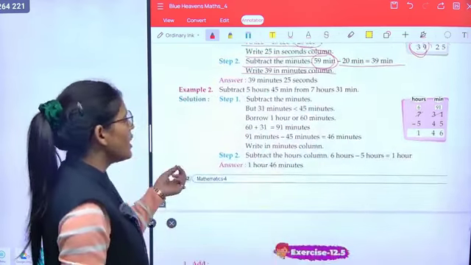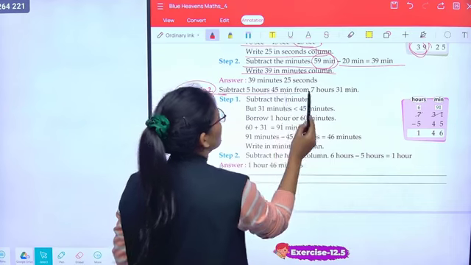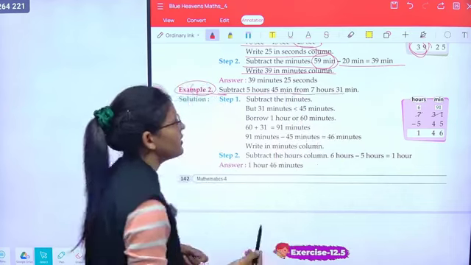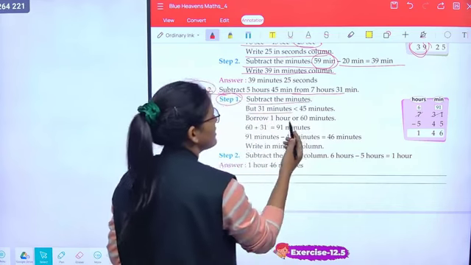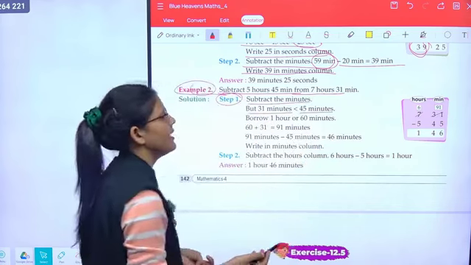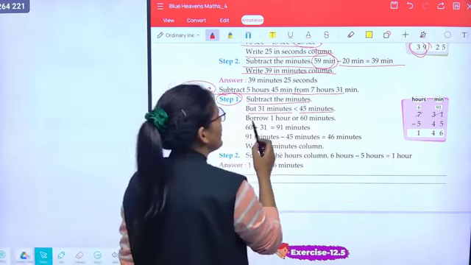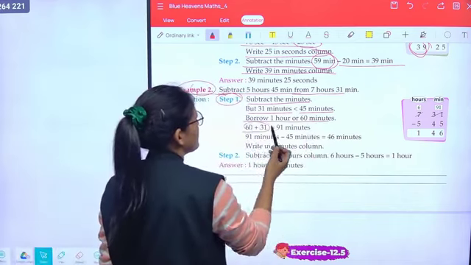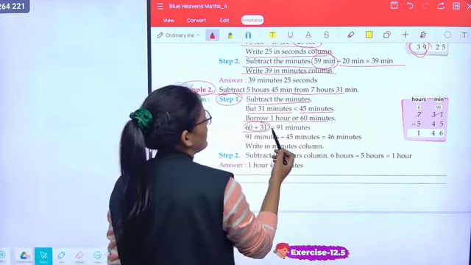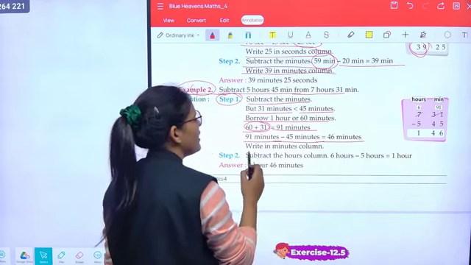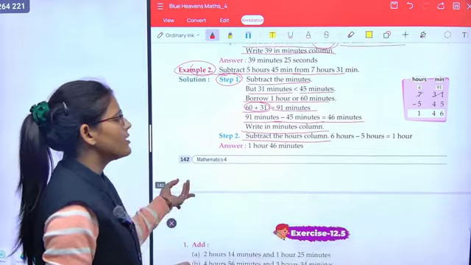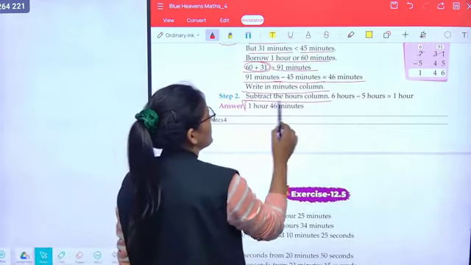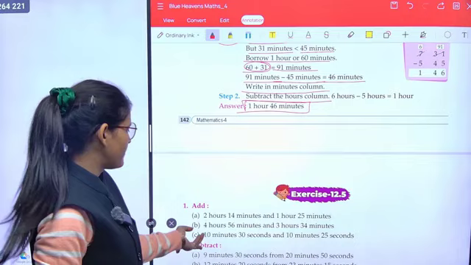Now come on example number 2. Subtract 5 hours 45 minutes from 7 hours 31 minutes. Yes class. Step 1, subtract the minutes, but 31 minutes is less than 45. So borrow 1 hour or 60 minutes. 60 plus 31 is 91 minutes. 91 minutes minus 45 minutes is equal to 46 minutes. Write in the minutes column. Subtract the hour column. 6 hours minus 5 hours is equal to 1 hour. So the answer is 1 hour 46 minutes.